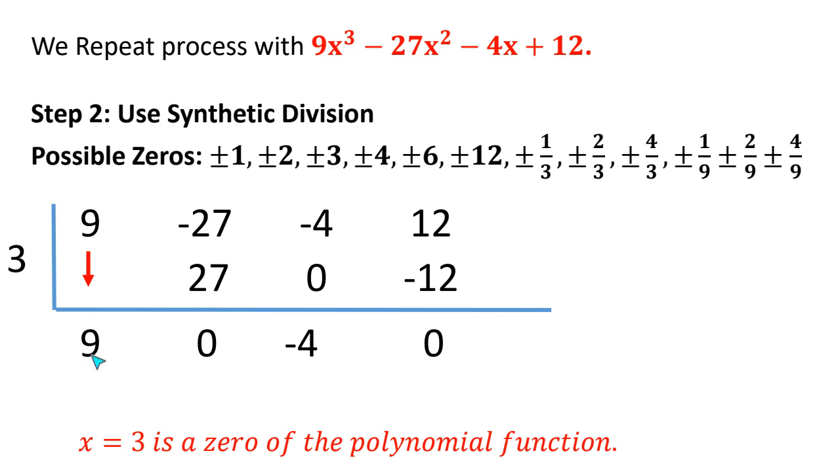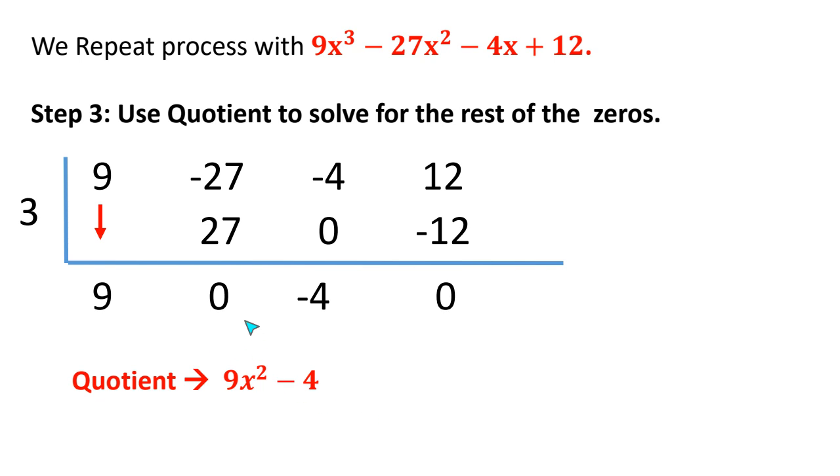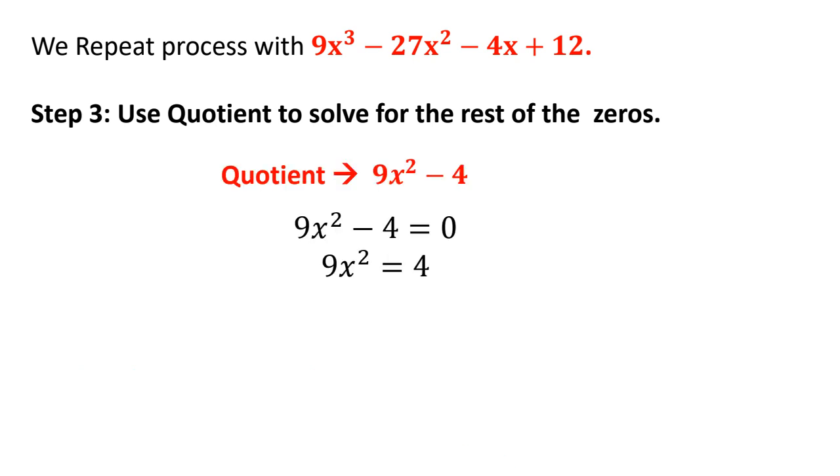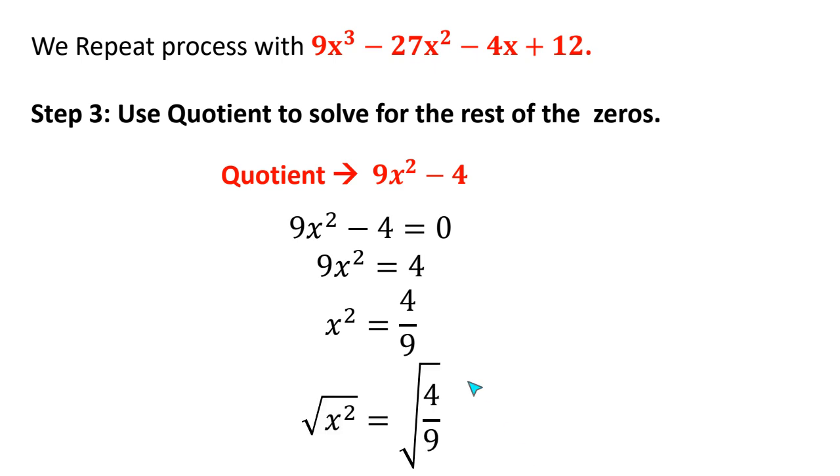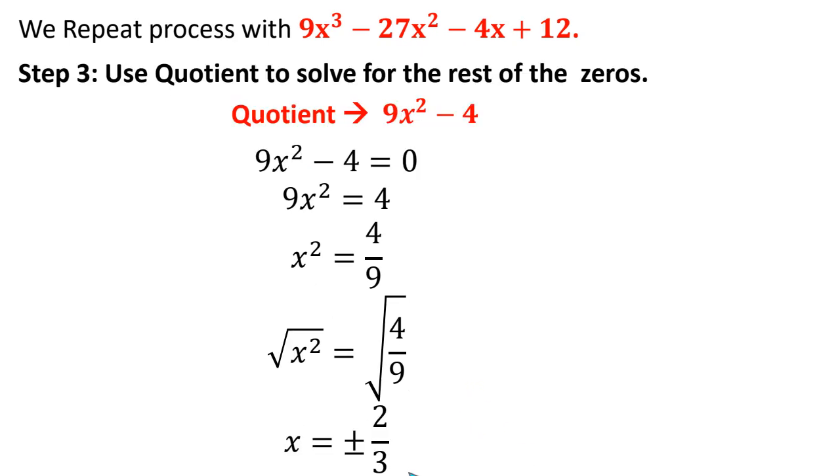So now my quotient, since this was cubic, now we're going to start with x squared. So this would be 9 times x squared, and then there's no x, and then your constant -4. And then that last number is your remainder. So now this is quadratic. That's a good thing because now we can set it equal to 0 and solve for x. So I'm going to add 4 on both sides, divide by 9. So we get x squared equals 4 ninths. Take the square root. So the square root of 4 ninths is going to be 2/3. It's plus or minus 2/3.